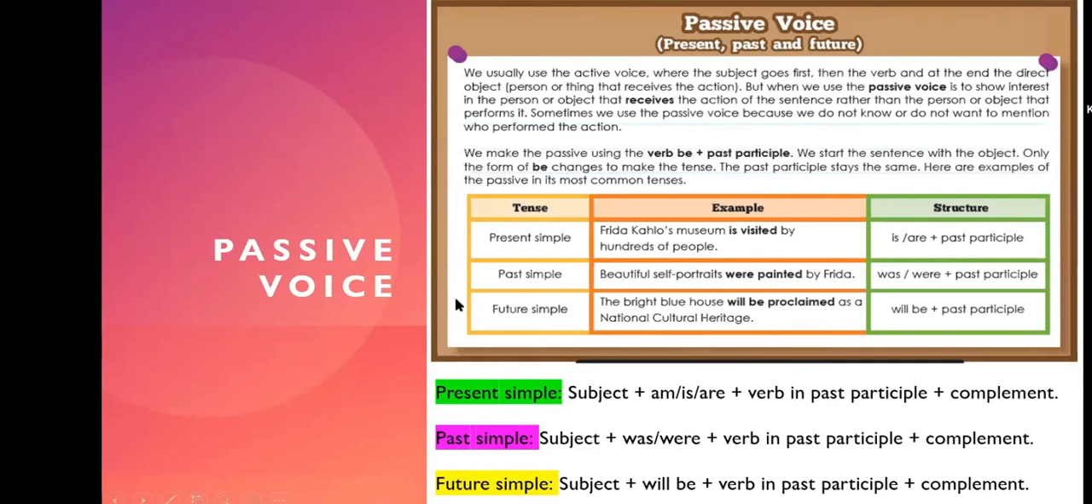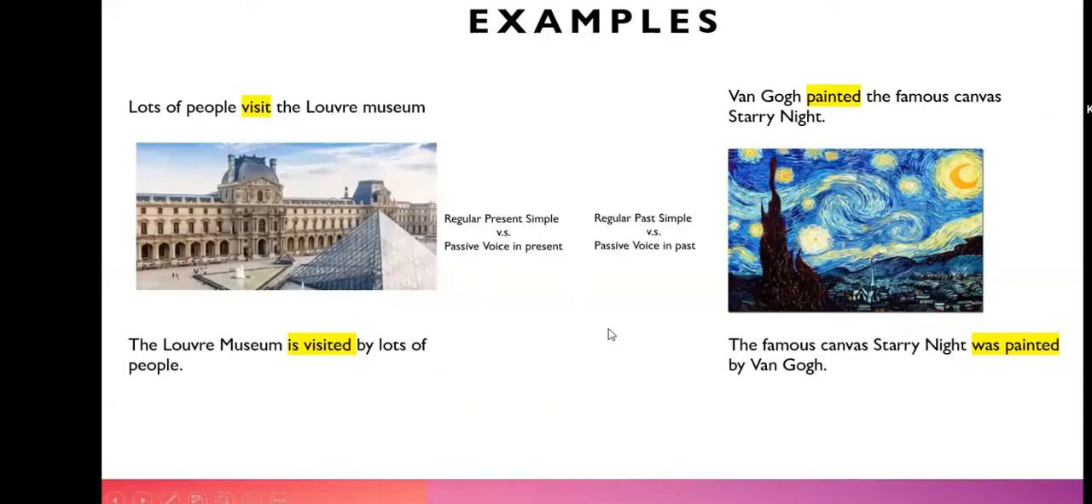And then we have the future simple. For the future simple, we have the bright blue house, which is our object, will be proclaimed. We have will and the verb to be in its simplest form. Proclaimed is our verb in past participle, as a national cultural heritage. So here are our formulas. For future simple, we use our subject, which is our object, will be, our verb in past participle, and our complements. Okay, so take a look at the examples, okay?